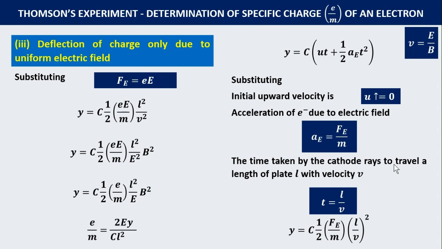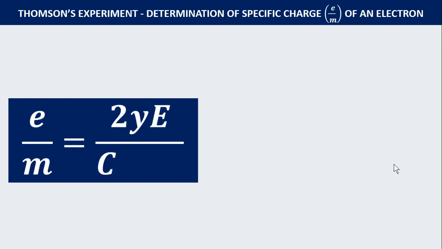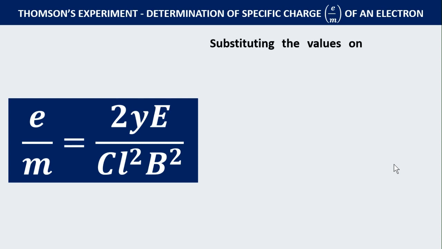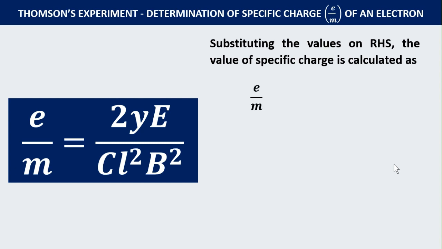I keep e by m on the left hand side, taking the remaining terms to the other side and changing the sides. So e by m equals 2Ey by cL square B square. Substituting the values on the right hand side, the value of specific charge is calculated. So e divided by m equals 1.7 into 10 power 11 coulomb per kg.